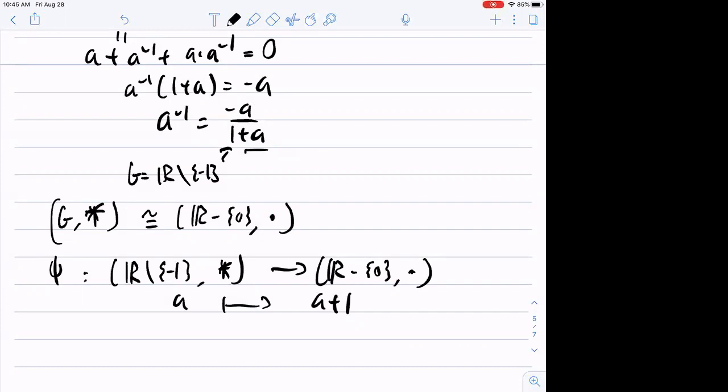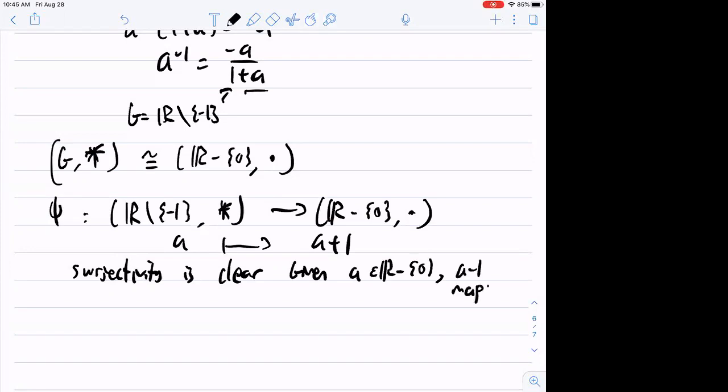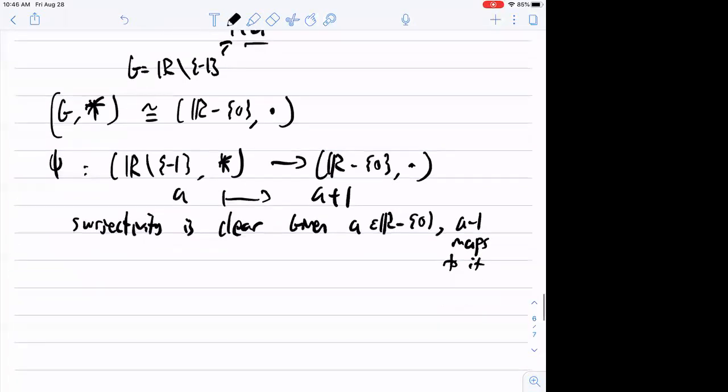That way there's no problem. Basically I don't want 5 mapping to 0, because that's a problem, so I want -1 to map to 0. Hopefully this surjectivity is clear. Given A in R minus 0, A minus 1 maps to it, because A minus 1 plus 1 is A. I'll let you do injectivity.